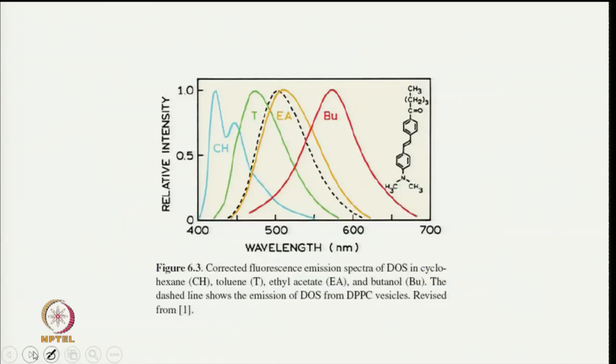Now, this is the spectra of a dye called DOS in again cyclohexane, toluene, ethyl acetate and butanol. And you can look at again there is a shift towards higher wavelength, and that means that if you put a fluorophore in a polar solvent, lambda max is going to be higher, or there will be redshift.